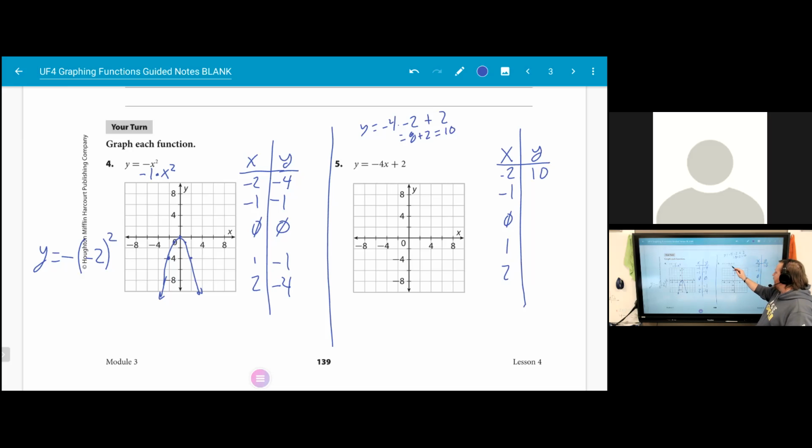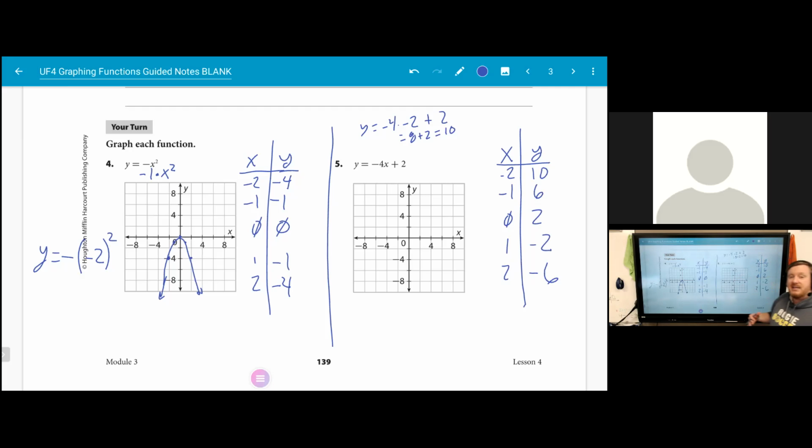-4 times -1 is +4. +4 plus 2 is 6. -4 times 0 is 0. 0 plus 2 is 2. 1 times -4 is -4. -4 plus 2 is -2. 2 times -4 is -8. -8 plus 2 is -6.